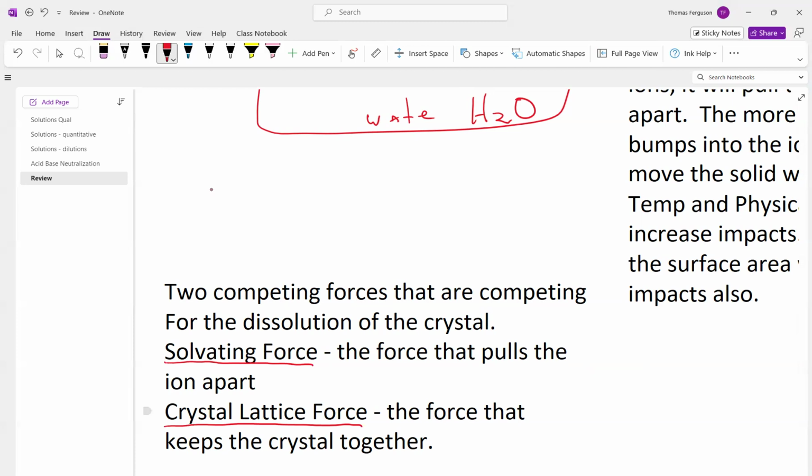For example, let's take sand and water. Does sand dissolve in water? No. What that means is the crystal lattice force is stronger than the solvating force. That's why it stays together. In the case of salt in water, the solvating force is stronger. The crystal lattice force is not temperature dependent, solvating force is.